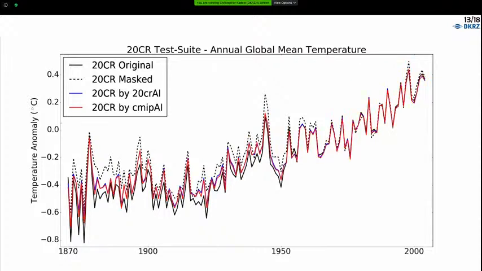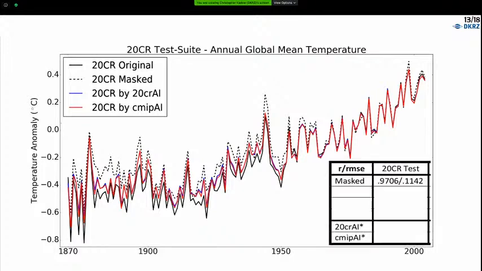And that was really nice to see, not just in the grid space, but also in the temporal space in the end. The two AIs are pretty similar to each other, and they're reducing the bias a lot. That was really nice to see. So this is something we could do. And then we could look at some correlation and some root mean squared error here.